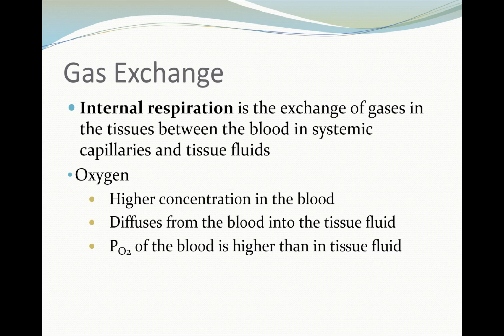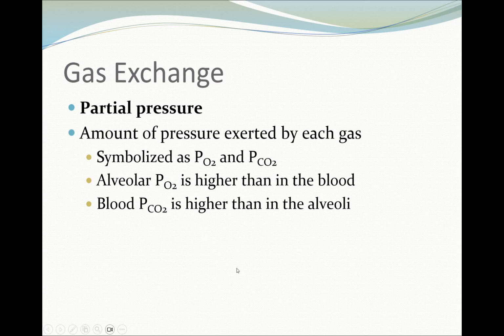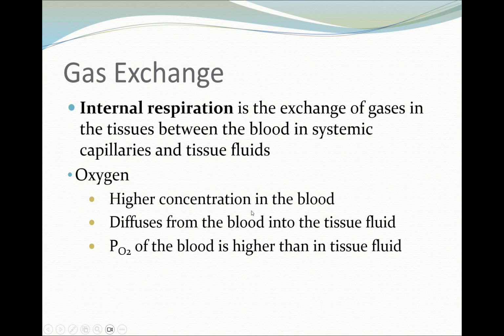So we are going to, of course, diffuse that oxygen from the higher levels in the alveoli into the blood. So that's when we reoxygenate our blood. Then our blood is going to go to our tissues. And at this point, our reoxygenated blood is going to be higher than what we have in our tissue fluid, our interstitial fluid. And that's what's going to push that oxygen out of the capillaries and into your tissues.